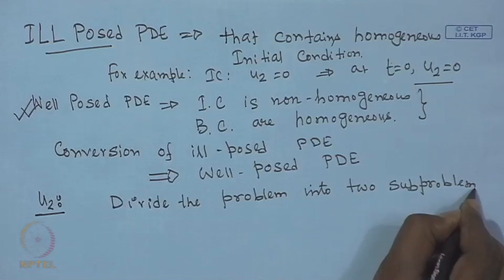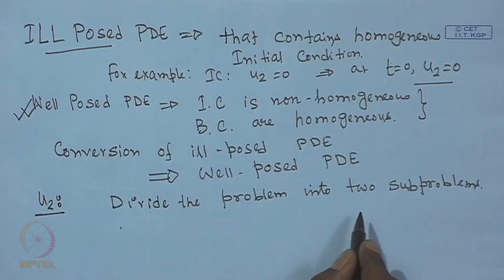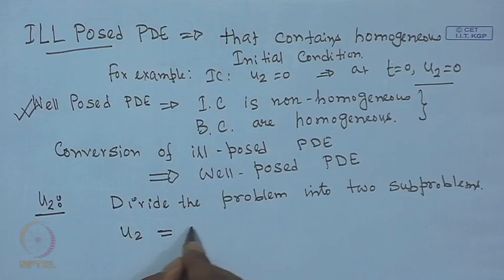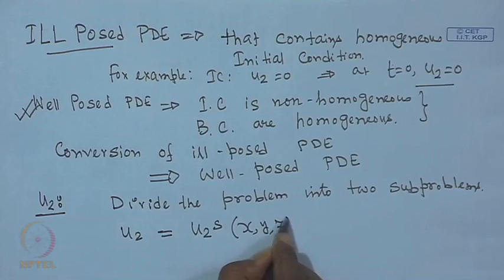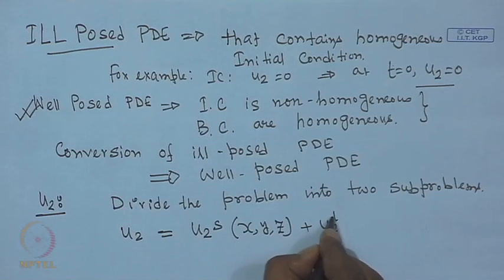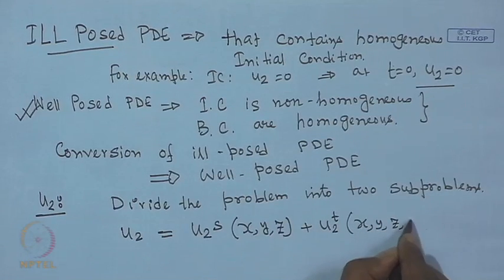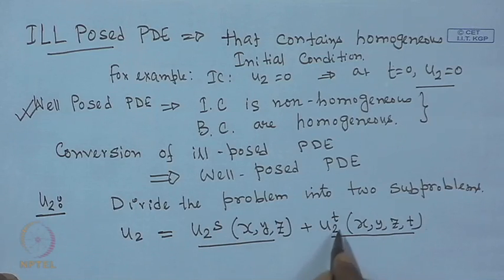So, for u2, one part will be time dependent and another part will be time independent, corresponding to the steady state solution. So, u2 can be broken down into two parts: u2 steady state, which will be a function of space only, and a transient or time varying part, which will be a function of space as well as time. Then we will again formulate the governing equation and the boundary conditions of the steady state part and the transient part.